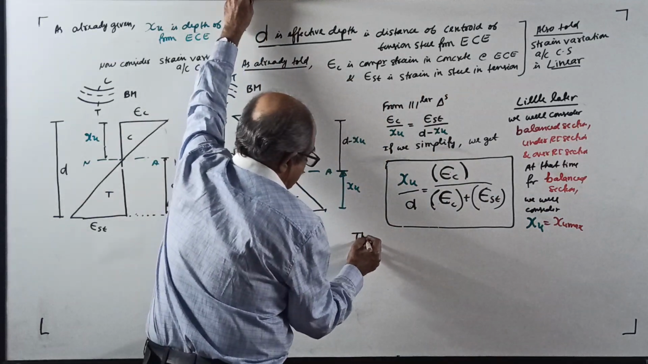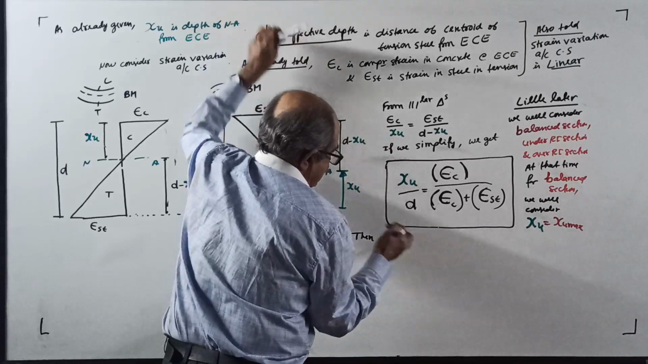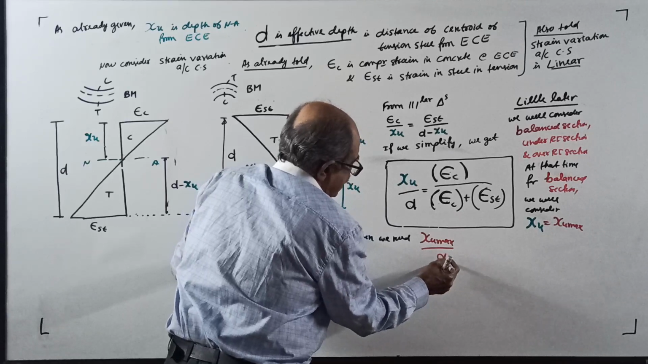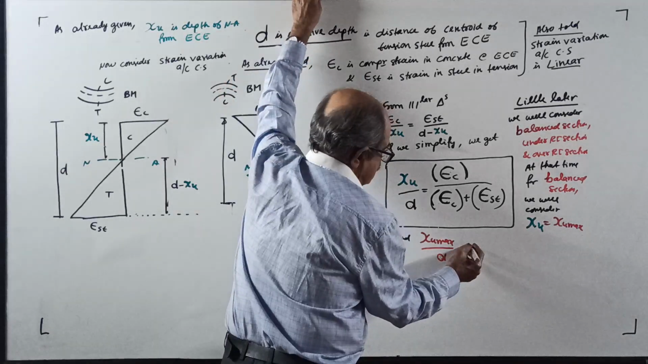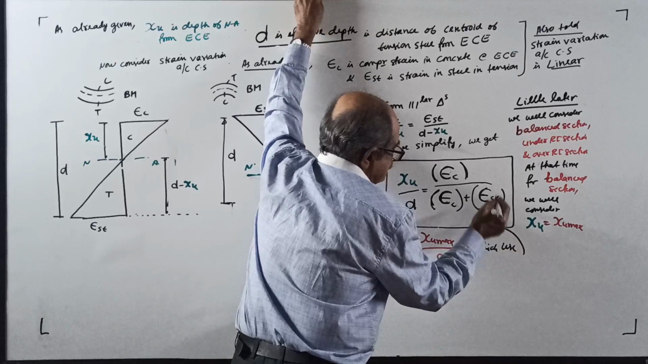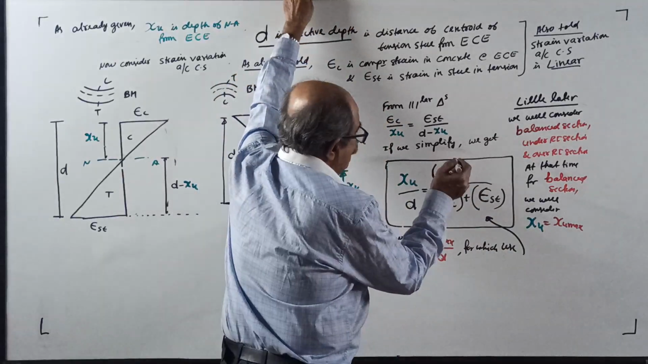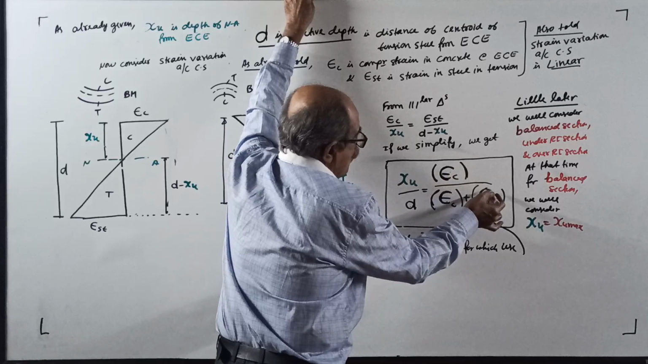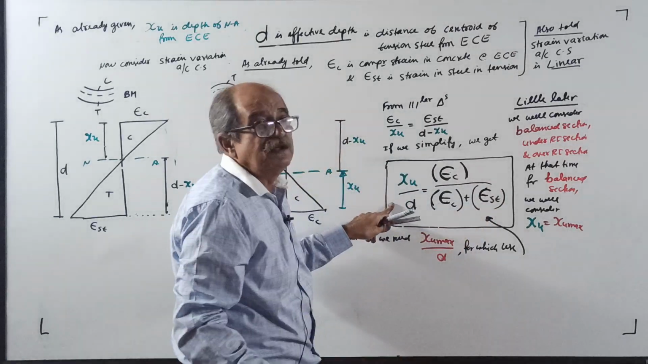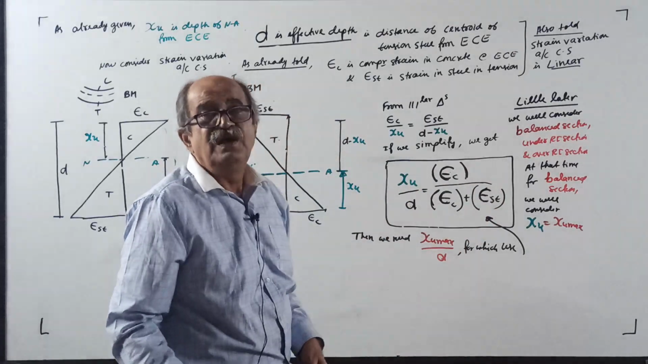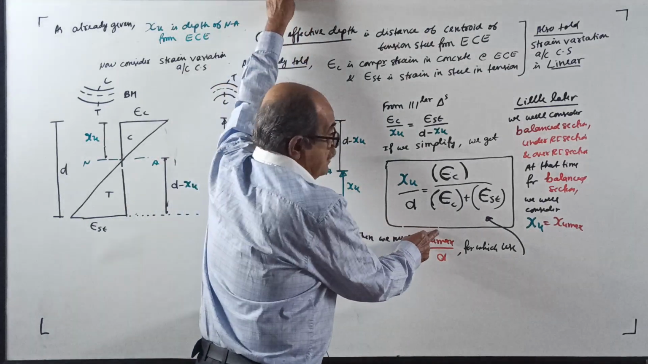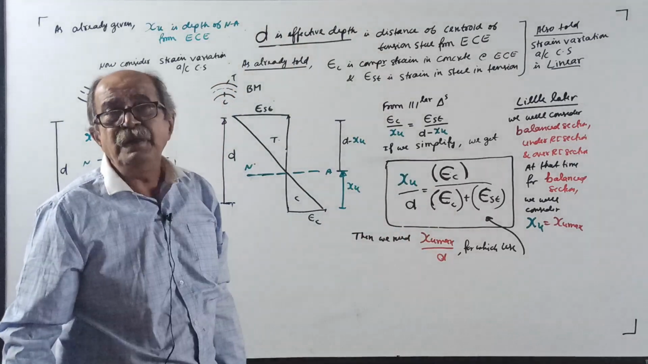Then we need xu max by d, a term called xu max by d, for which use this expression. At that time, we'll be knowing how much epsilon c you have to substitute, how much epsilon st you have to substitute. Therefore, at that time, I'll simply write the equation. We already know it. Use this to get the value of xu max by d, a very powerful term: the ratio of depth of neutral axis to effective depth for a balanced section.